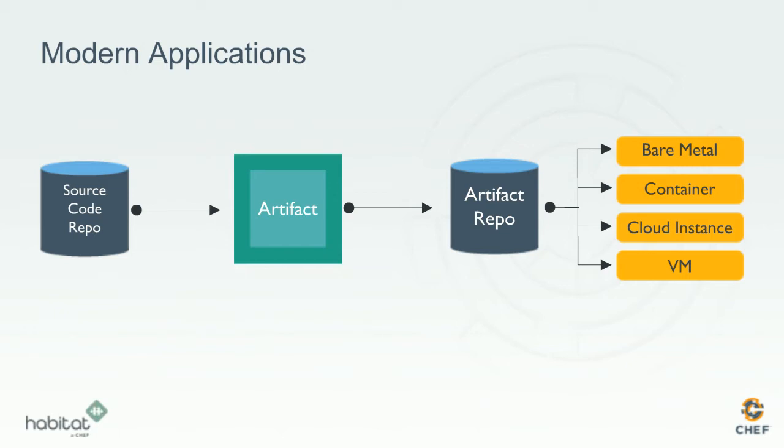The ideal situation for these modern applications is that we'd like those artifacts to be able to run on anything, whether that's bare metal, inside of a container, a cloud instance, or a VM. Because of that, we've got a problem, which is that doing this is a very, very difficult task. And although we originally believed the containers would allow us to do this very simply, it actually hasn't worked out that way.